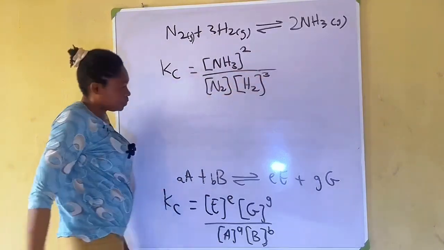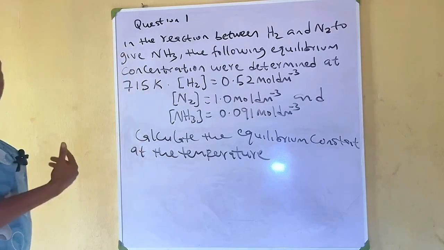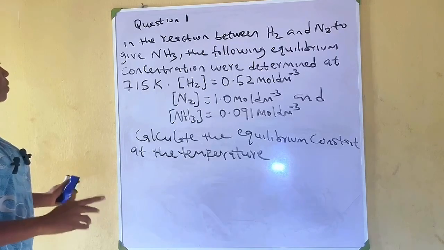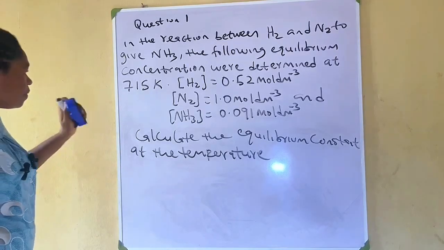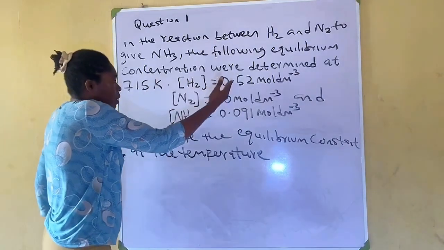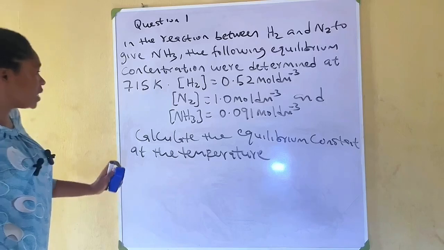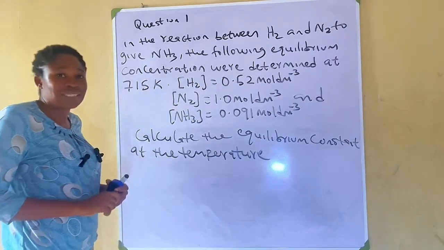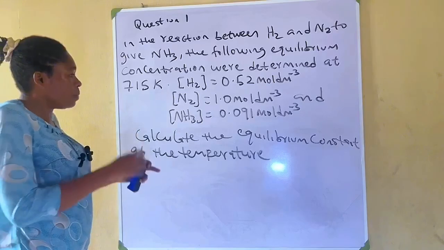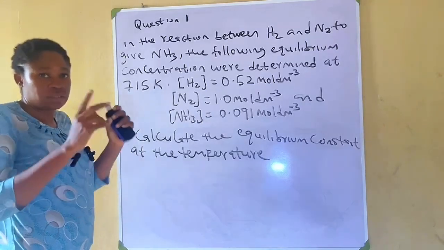Question number 1. In the reaction between hydrogen and nitrogen to give ammonia, the following equilibrium concentrations were determined at 715 Kelvin. Hydrogen is 0.52, with values given for nitrogen and ammonia. Calculate the equilibrium constant at this temperature. I want to say that the equilibrium constant is dependent on temperature, but it's constant at constant temperature.